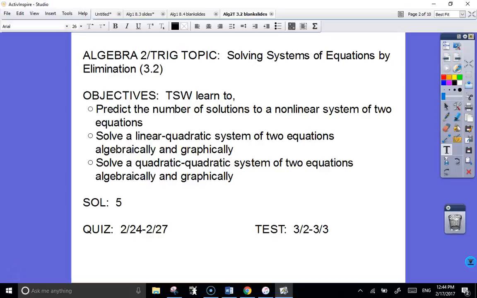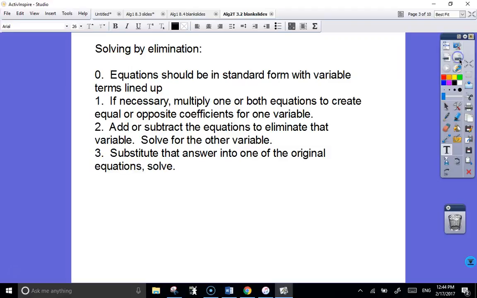So it's not going to be long. So now we're going to solve by elimination. Which, again, you've already done this before, but those are the steps for elimination.